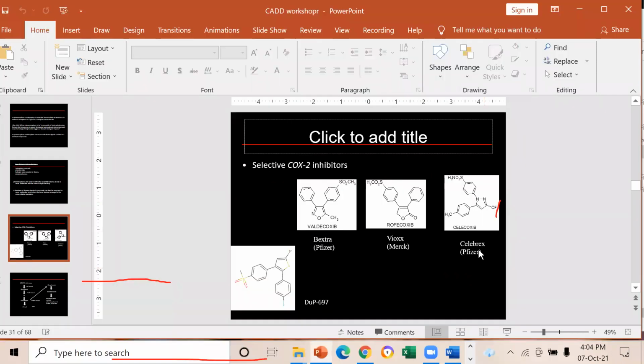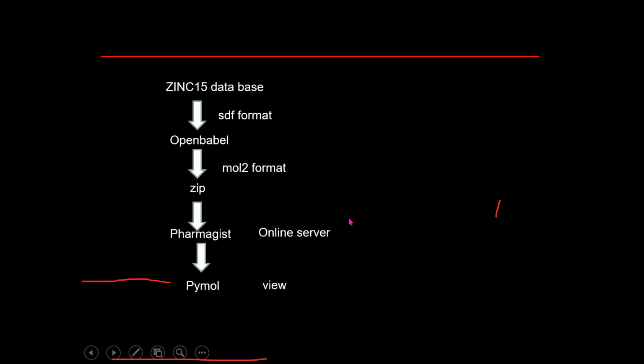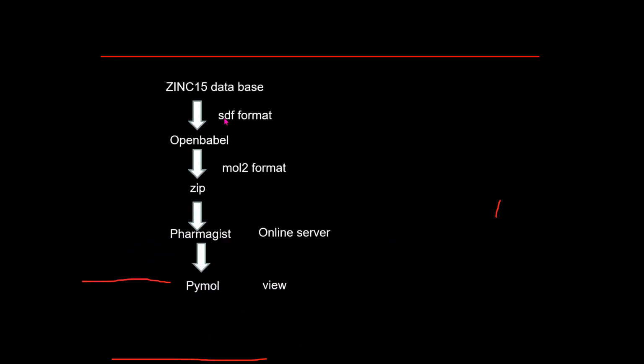So if everyone has downloaded OpenBabel, you can practice this part. Go to the ZINC database, get one structure out, get the SDF format, and see whether you can convert it into Mol2. Can you try this part?